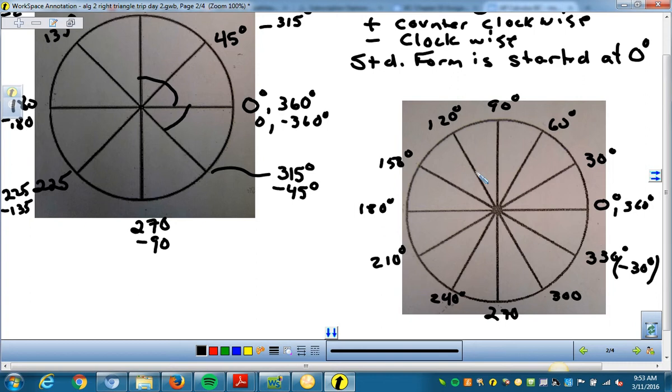Okay, am I okay to change page? Yes. Look over to that.